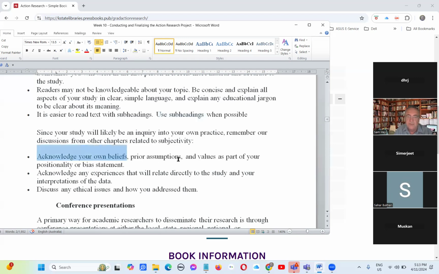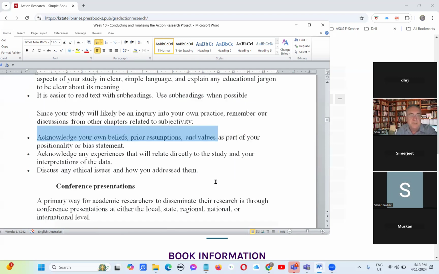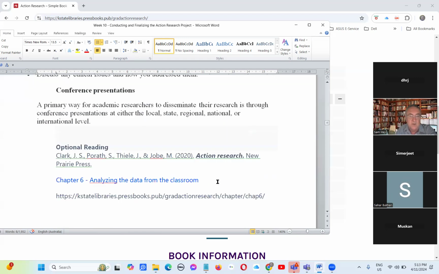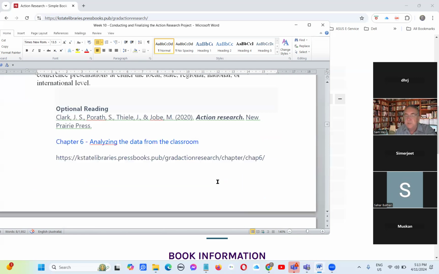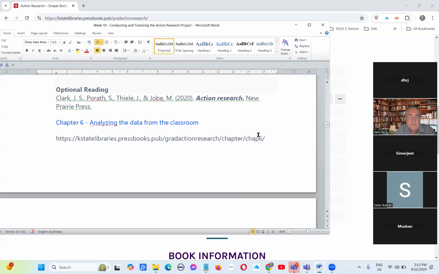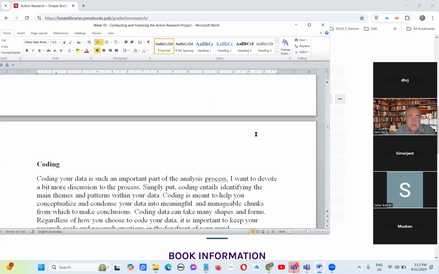Acknowledge your own prior assumptions, but don't over dwell on them. Go on to balance different views from different perspectives and different scholars. Some of the other resources that you could look at include Clark, Porrath, Thiel and Job. They're writing on action research, analysing data.